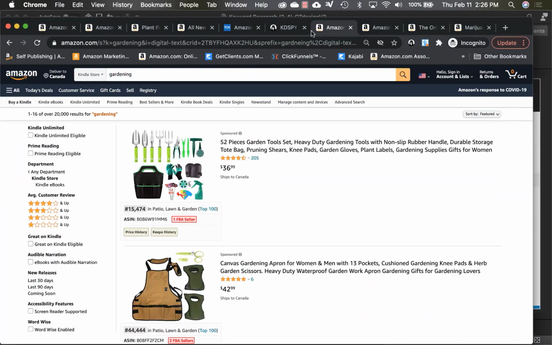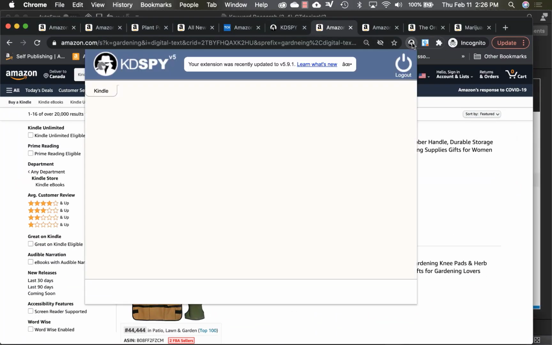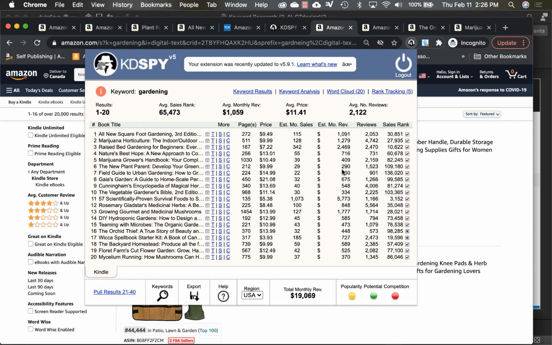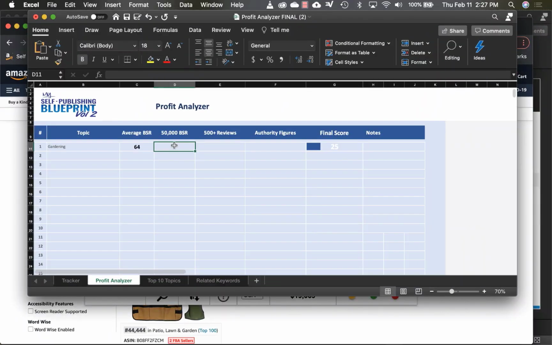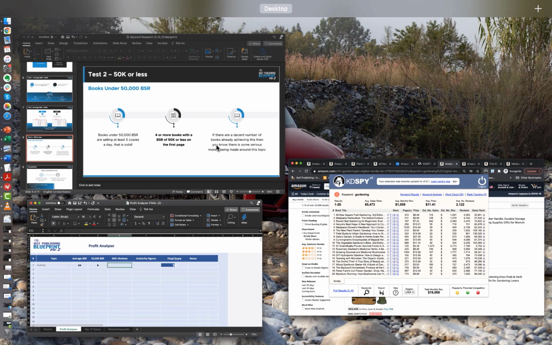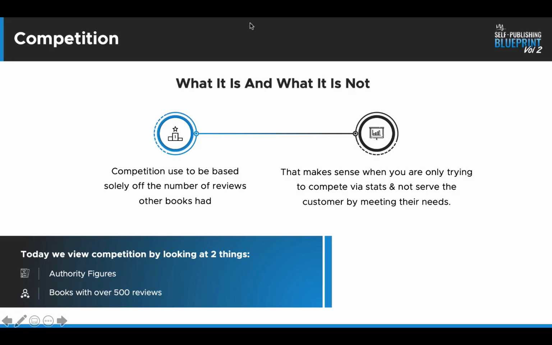So go back to Amazon here, start up Kindle Spy again. And what we're going to do is we're just going to count 1, 2, 3, 4, 5, 6. So there's 6 books. So we go to our topic tracker and we just type in 6, and it bumps it up a little bit more. So now we're starting to move to competition. Okay. So competition.